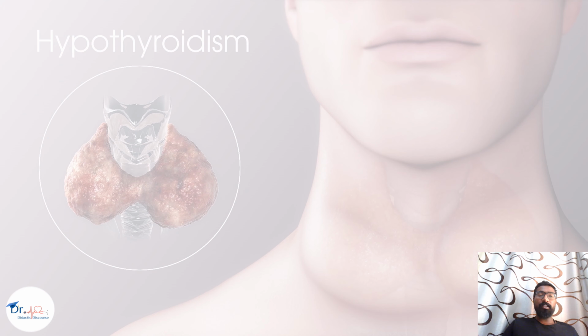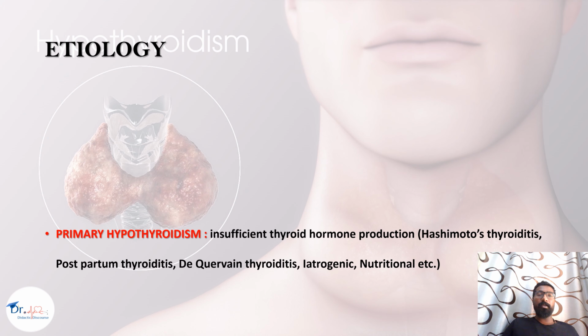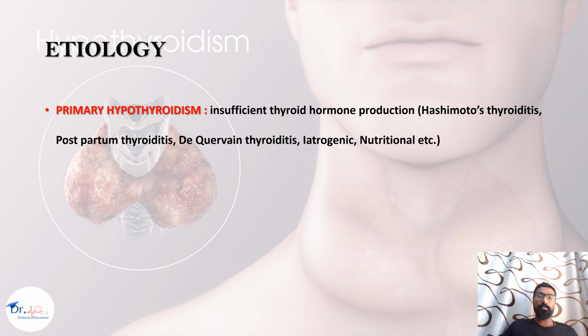So there are various causes, but we'll start with the primary cause, which is primary hypothyroidism. This is a condition where the thyroid gland produces insufficient thyroid hormones. As we discussed already, Hashimoto's thyroiditis is the most common cause of hypothyroidism worldwide. It is an autoimmune disease. This is associated with the gene HLA-DR3 and also other autoimmune diseases such as type 1 diabetes mellitus, pernicious anemia, and it could also be SLE.